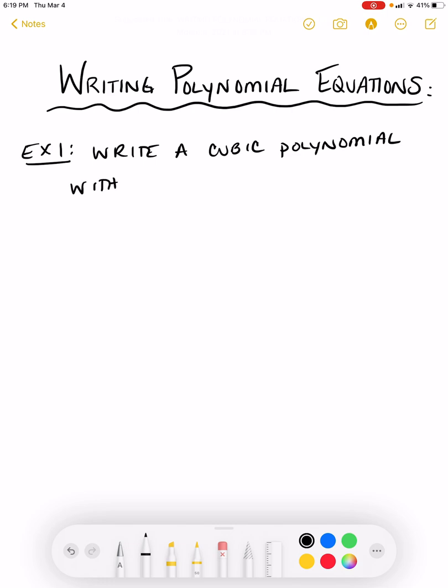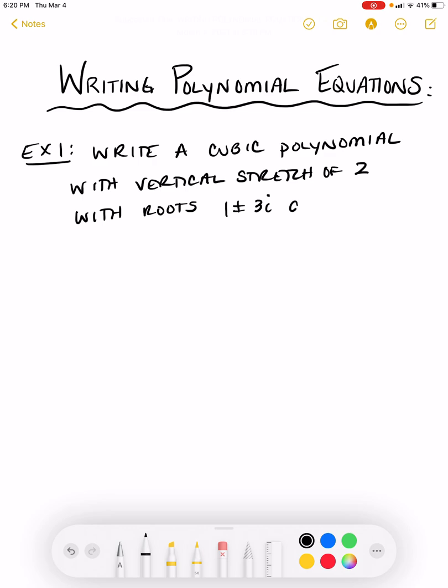So write a cubic polynomial with a vertical stretch of 2, okay, with roots 1 plus or minus 3i and negative 5. So the reason that this is following the factoring concept is because we're starting with the solution, and we're going to write the equation in factored form and go backwards and write the equation.